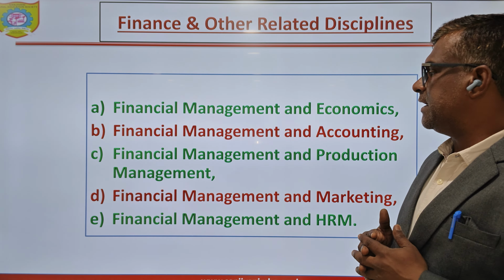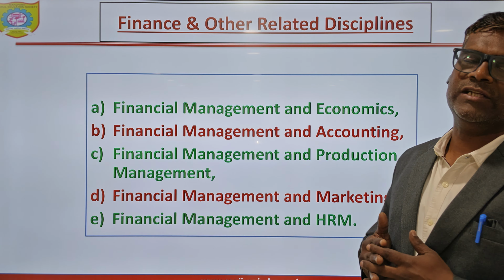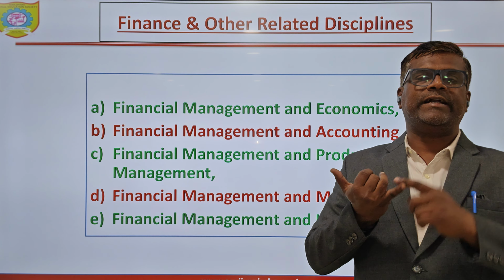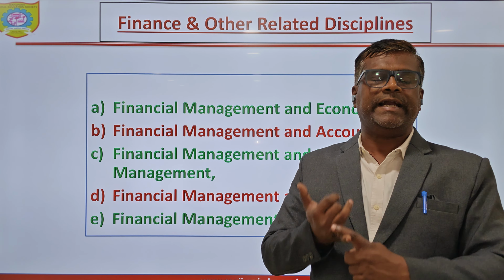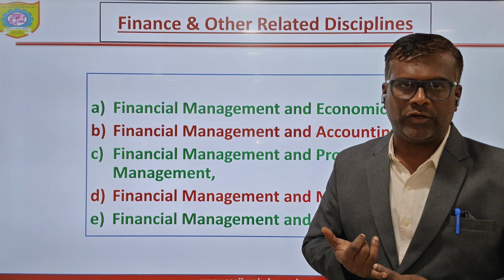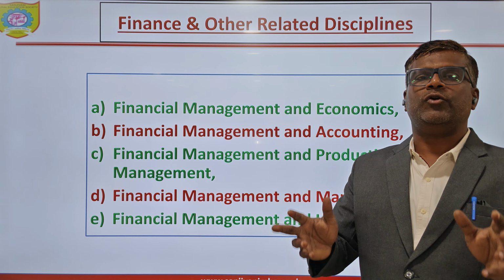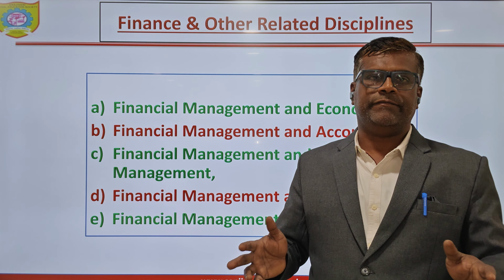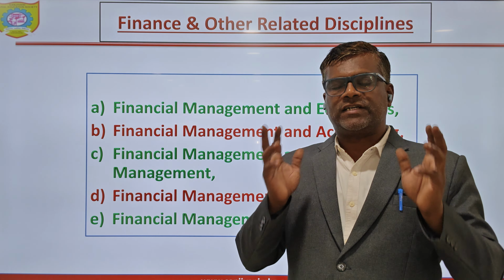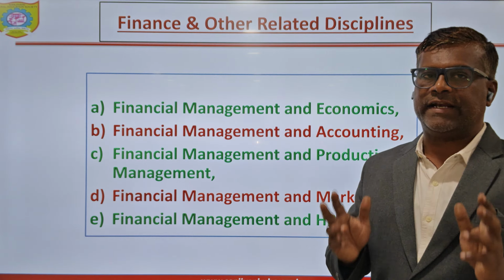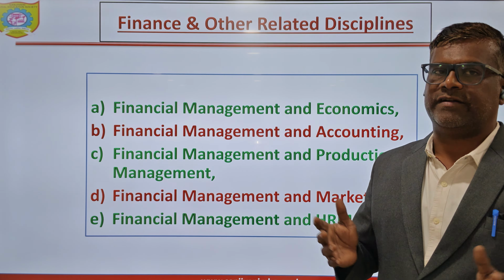If you look at the relation between FM and production management, for better production management, you need to have the right quality of materials in the right quantity at the right point of time. But all these things are possible only if you have better finances available with you. So the success of production management is solely dependent on the success of financial management. So this is the relation.